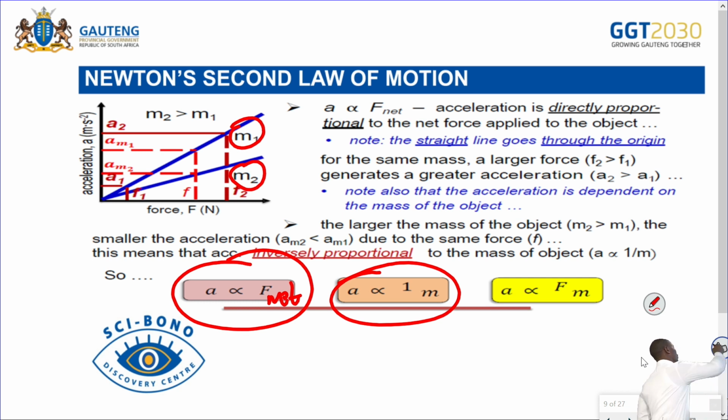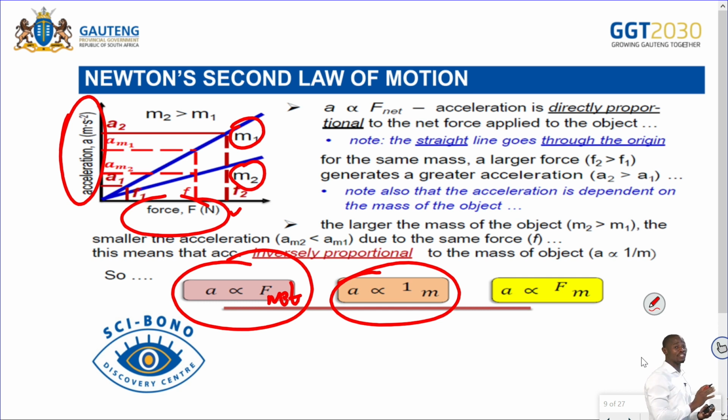So your dependent variable is acceleration, which is measured in meters per second squared, and the force is your independent variable, which is measured in newtons. So let's look at the relationship between the two. The relationship we can see is directly proportional. If the relationship is directly proportional, what is the meaning of that?